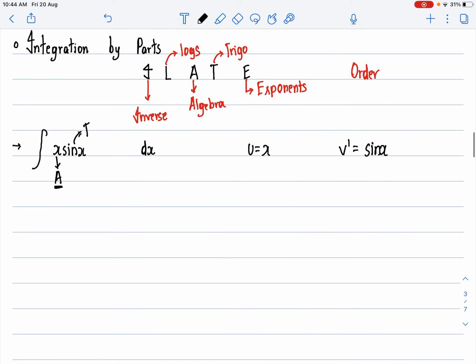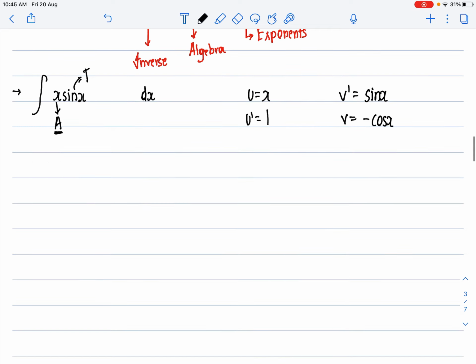Now what I simply do is calculate my u dash and my v. For calculating u dash, I need to differentiate x. The differentiation of x is 1. And for calculating v, I need to integrate sin x. The integration of sin x is simply minus cos x. This is what I basically get.